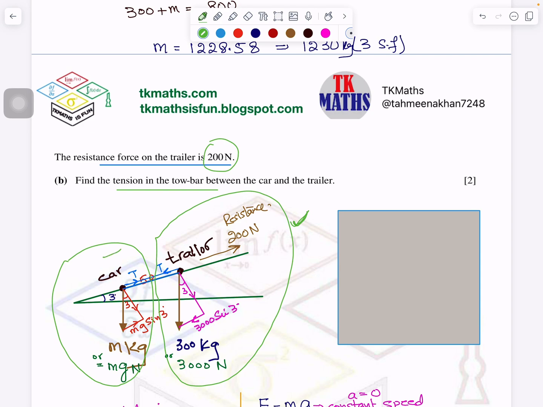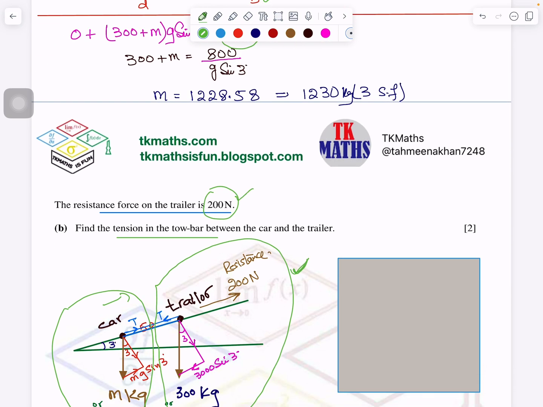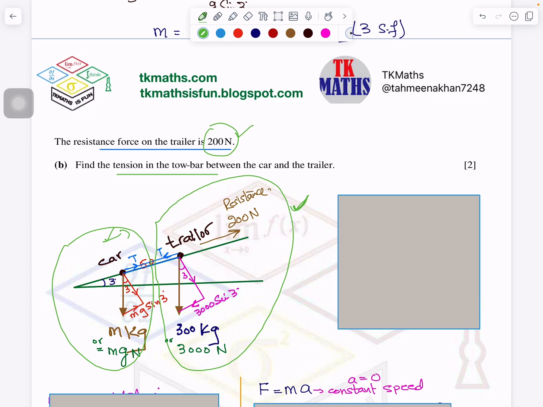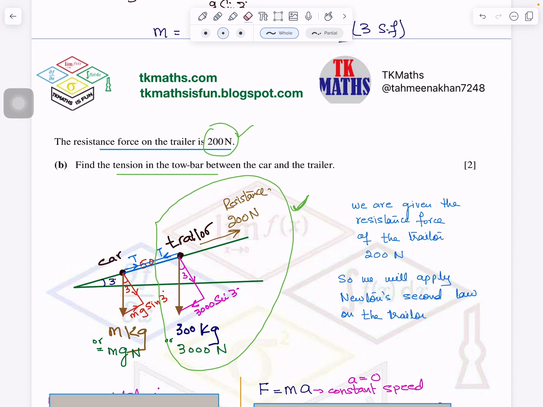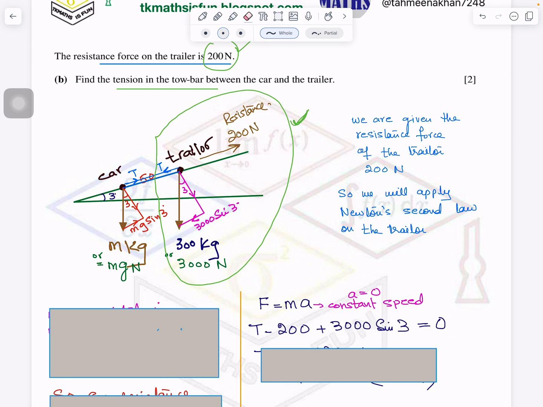But can I find the resistance of car also? Is it okay? Of course, because you have just found here 800 was the resistance due to both of them. So if 200 was due to trailer, 800 minus 200 is 600. That will be due to car. So we will see. But first of all, I am focusing on the tension with the help of trailer part of the system. So now see here. I have written here because it is given, so that's why we are applying it. Exactly what I have just told you. So F is equals to ma.